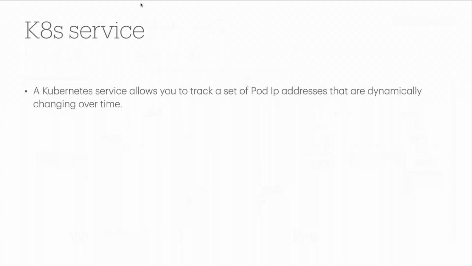Kubernetes service. Okay, I'll just read through. A Kubernetes service allows you to track a set of pod and IP addresses that are dynamically changing over time.